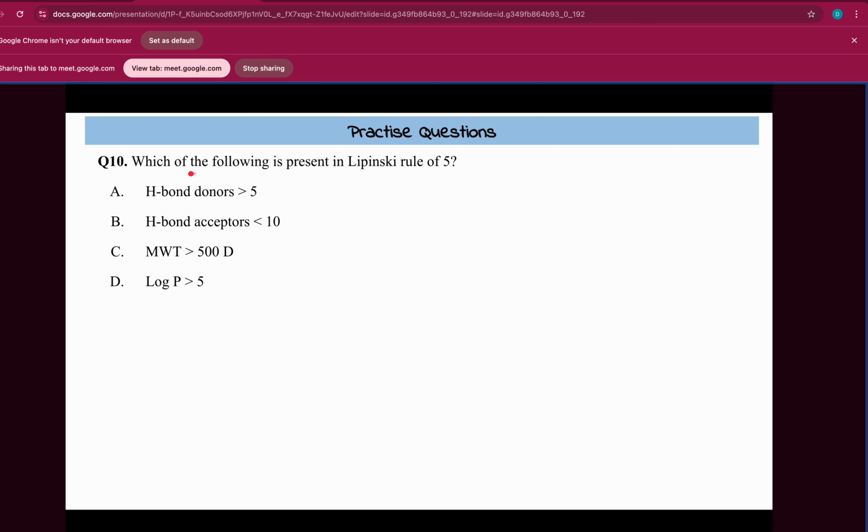Now next question is, which of the following is present in Lipinski's rule of 5? Option A, hydrogen bond donors should be greater than 5, hydrogen bond acceptors should be less than 10, molecular weight should be greater than 500 Daltons, and log P should be greater than 5.